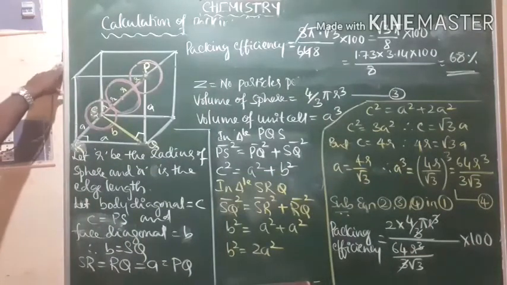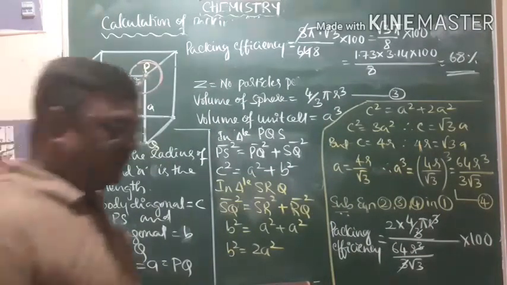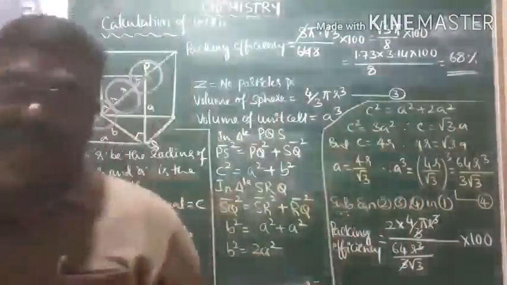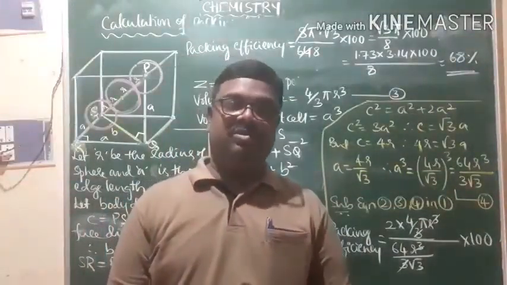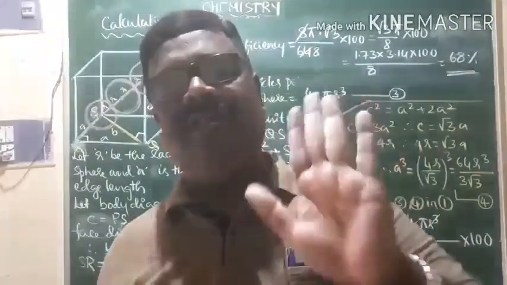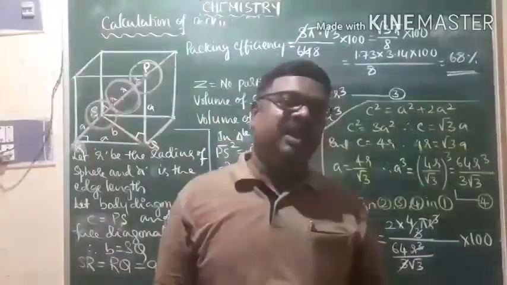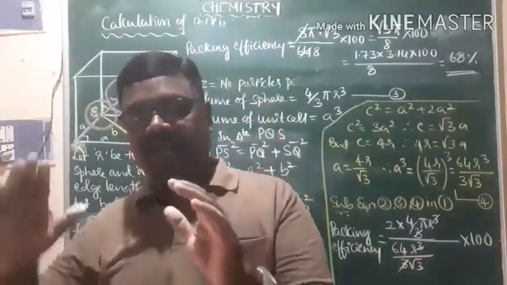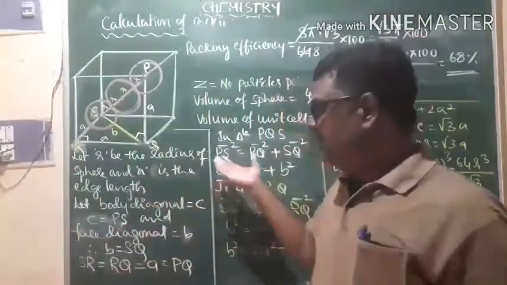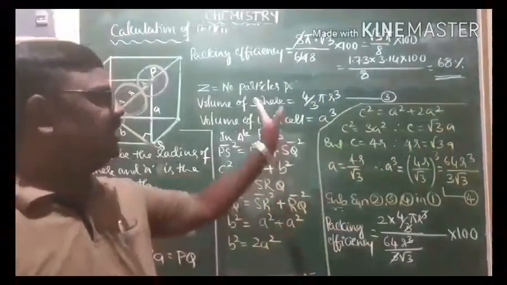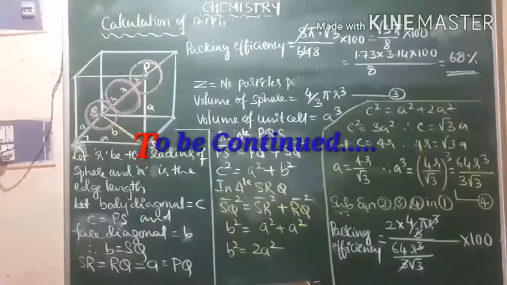I hope it is understood. What I was saying is, whenever you calculate packing efficiency, you go for that formula: packing efficiency is equal to Z into volume of sphere divided by volume of unit cell into 100. Do this for all calculations. We get the numerator, and the denominator too, in terms of the A formula. Convert that A formula to the R formula using some principles of geometry, and then cancel the common terms and you will get the packing efficiency. So this is what we call packing efficiency. Thank you.